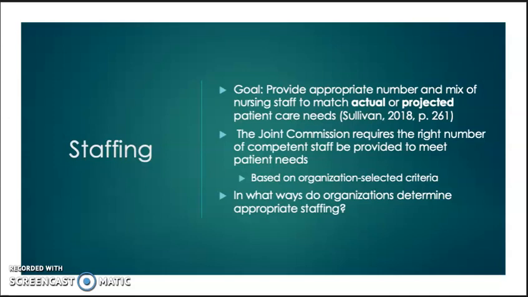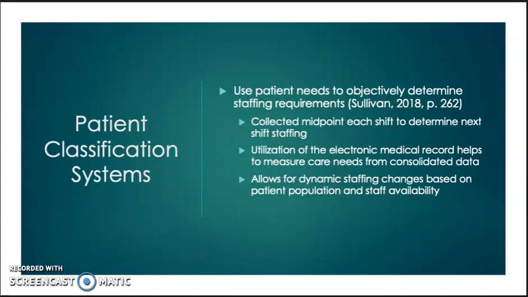So how do we do this? Generally, we use a patient classification system. We use patient needs to objectively determine the number of staff needed to care for that patient population. Generally, we collect this data at the midpoint of the previous shift to determine what we need for the next shift. Many facilities use the electronic medical record. They pull data points to create some sort of score that tells you how acute a patient is and what kind of staffing they need. And this allows for some dynamic staffing changes based on the patient population and the availability of staff.